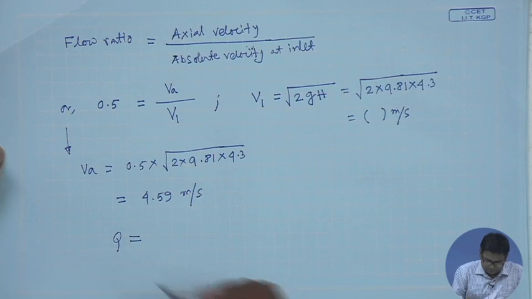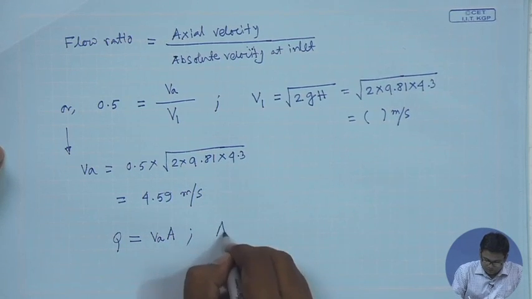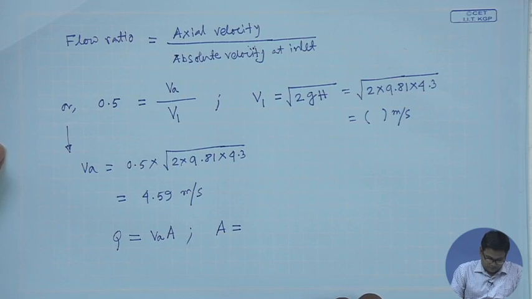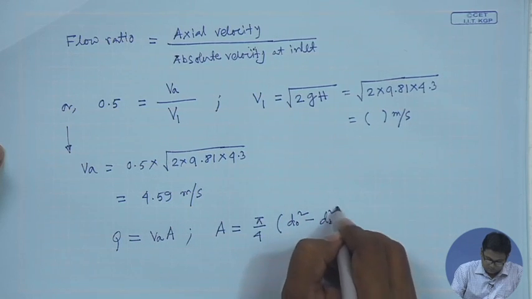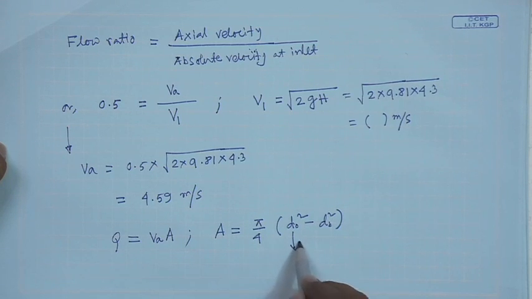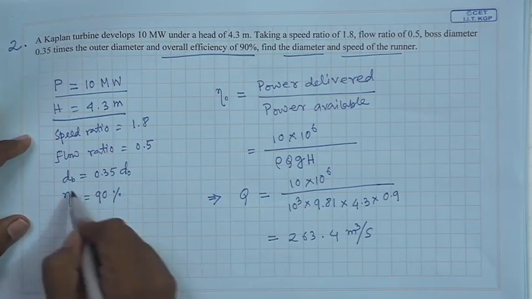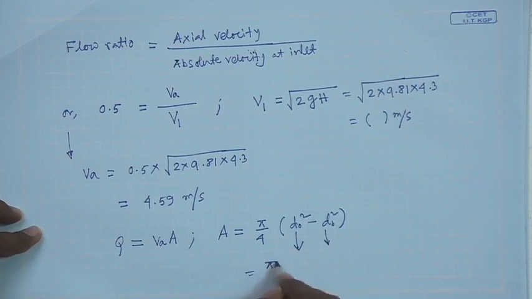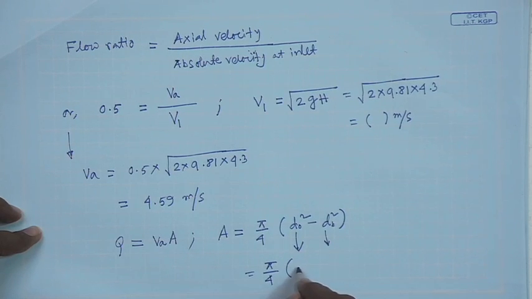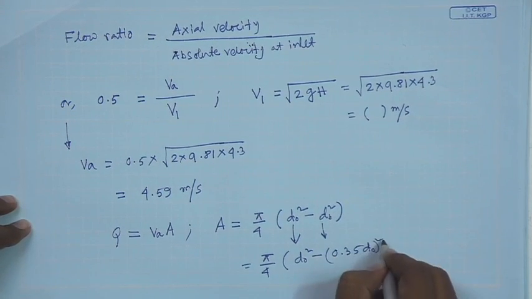Now, the flow rate through the Kaplan turbine is axial velocity times the cross sectional area A. Now, this cross sectional area is the annular area over which the flow is taking place. This can be written as pi by 4 into D0 square minus Db square, where D0 is the outer diameter, and Db is the boss diameter. Now, it has been given that the Db is 0.35 times D0. So, let us substitute this. So, area is pi by 4 times D0 minus 0.35 times D0 square.